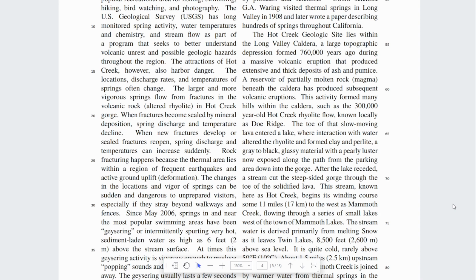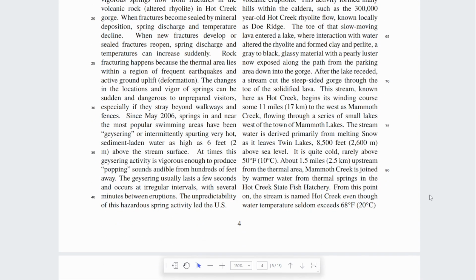The toe of that slow-moving lava entered a lake, where interaction with water altered the rhyolite and formed clay and perlite, a gray to black glassy material with a pearly luster, now exposed along the path from the parking area down into the gorge. After the lake receded, a stream cut into the steep-sided gorge through the toe of the solidified lava. This stream, known here as Hot Creek, begins its winding course some 11 miles, or 17 kilometers, to the west as Mammoth Creek, flowing through a series of small lakes west of the town of Mammoth Lakes.